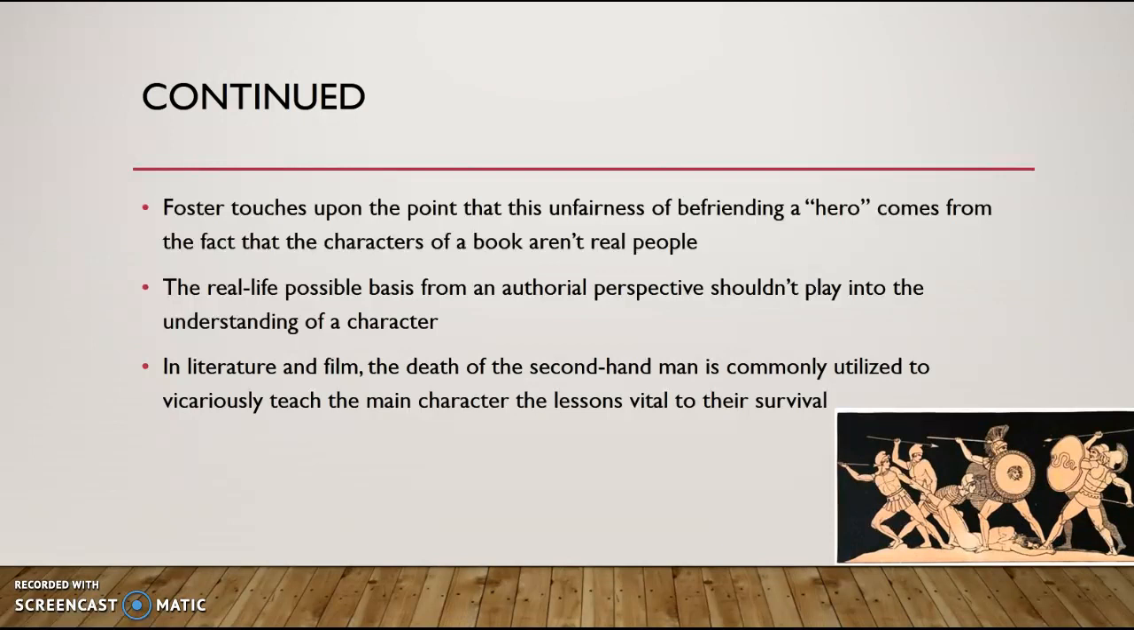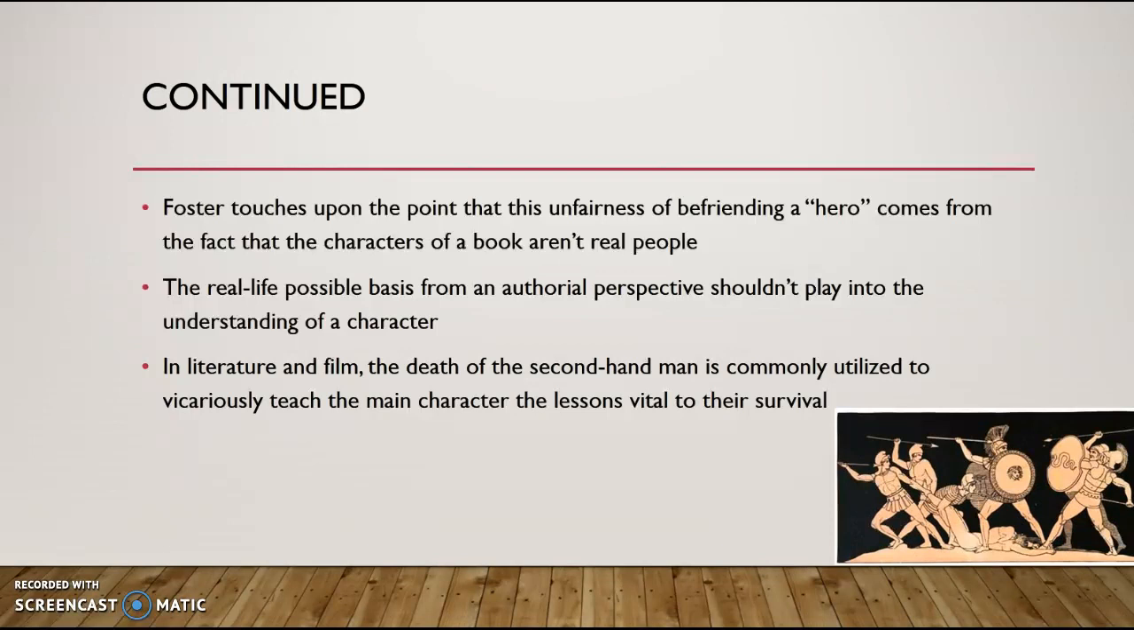The real life possible basis from the authorial perspective shouldn't play into the understanding of the character. This is like if the author has a really close friend that ends up acting exactly like his character in the book acts like. You shouldn't really have to consider that in judging the character in the book's actions.